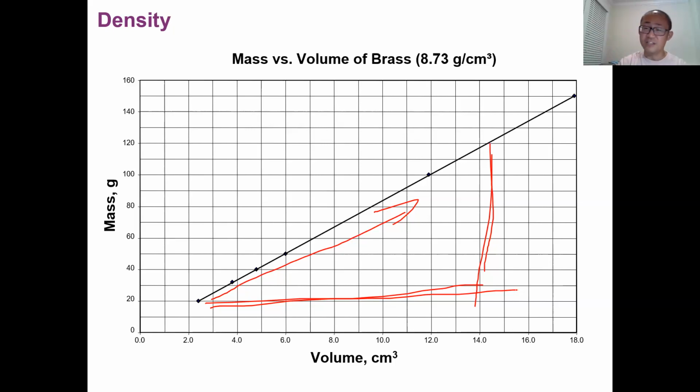That's why we study this property. It's called an intensive property. It doesn't change as the amount of the substance changes. 1 gram of brass will have the same density as a huge block of brass. It's independent from the amount of the substance. That's how special density is.